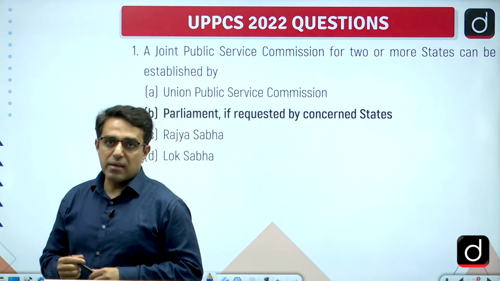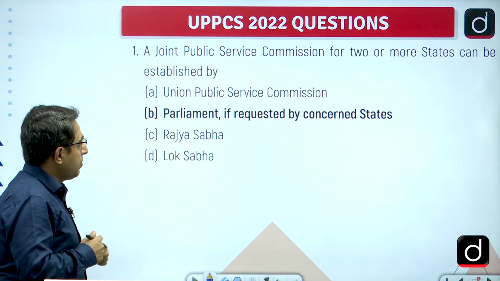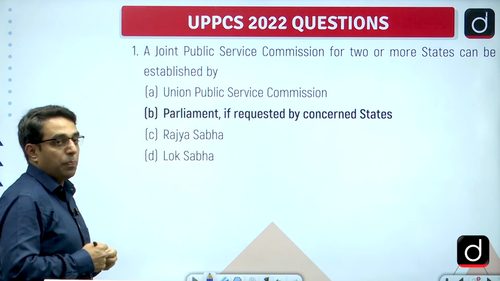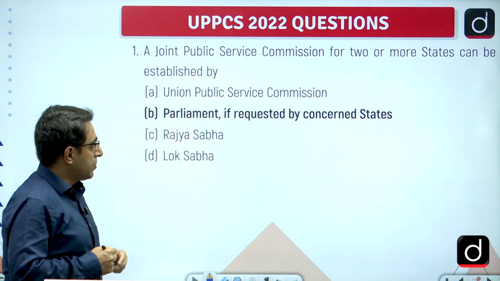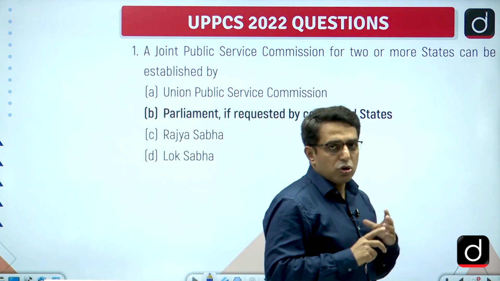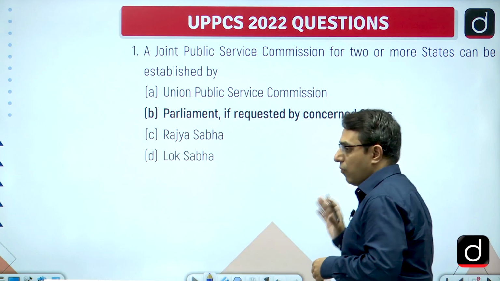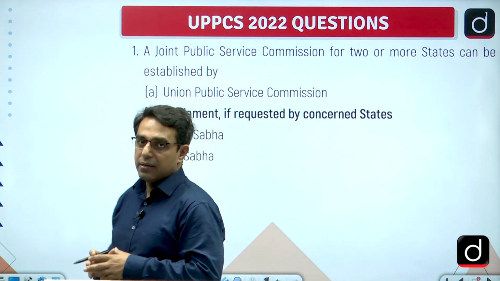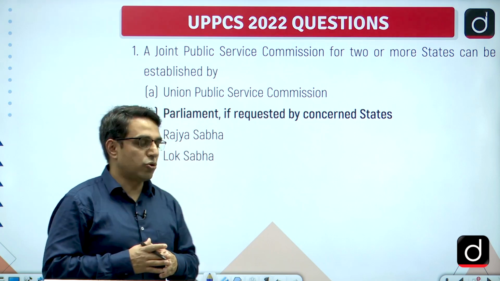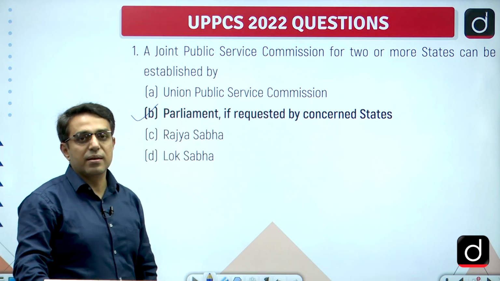This question was asked last year, and let me read it out. The question is: a joint public service commission for 2 or more states can be established by. The options are UPSC, Parliament if requested by concerned states, Rajya Sabha and Lok Sabha. We can see that a very direct question has been asked. If you are clear that this power in our constitution has been given to Parliament, which on the request of 2 or more state governments can establish a joint public service commission, the right answer is B, Parliament, if requested by the concerned states.